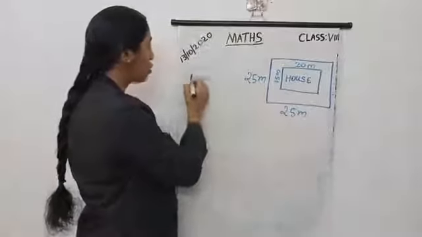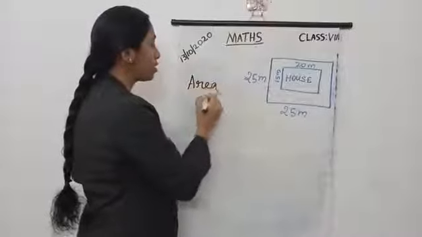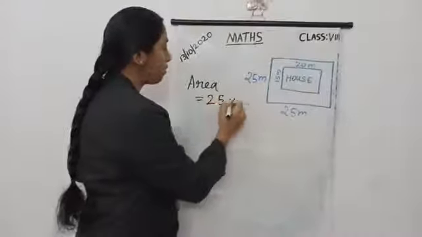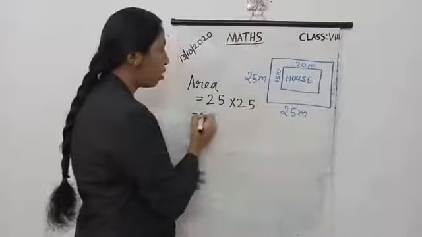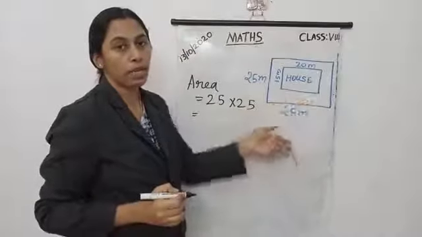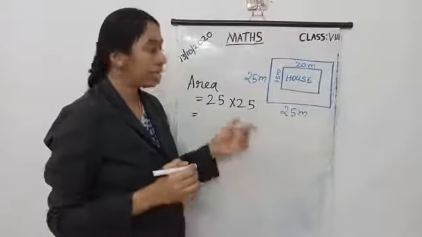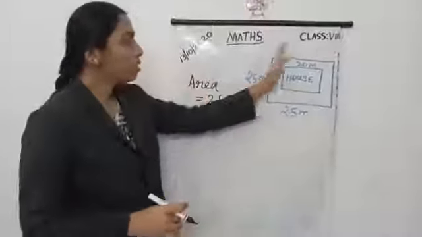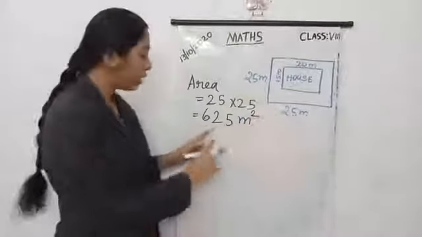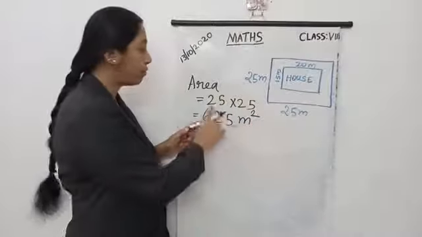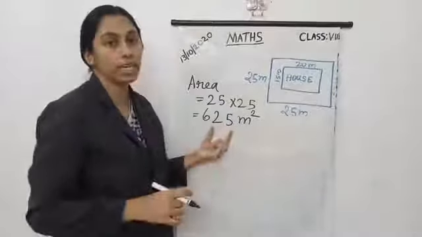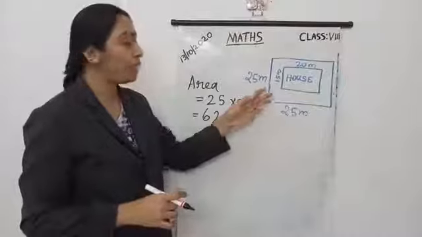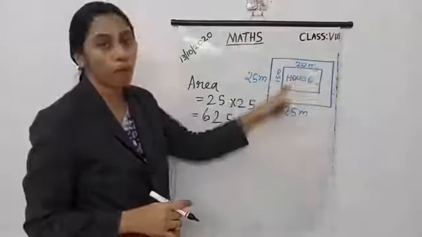So the area of a square plot is equal to side into side. That means 25 into 25. So please multiply in the workspace of your notebook. Find its area. So the area of the square plot is equal to 625. 25 into 25 we get 625 meter square.